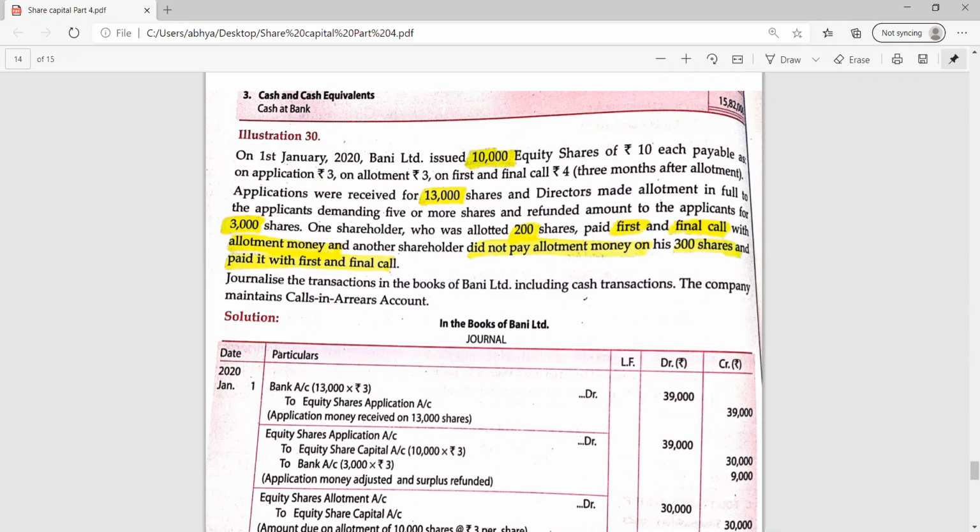One shareholder who was allotted 200 shares paid first and final call with the allotment money. So what is this? Calls in arrear or calls in advance? Yes, calls in advance. Very good, Kashish. Yes, Anushka. Very good. Calls in advance. So in the bank entry, we have to introduce the concept of calls in advance. Very good, everyone. Vaibhav, Varun. So please tell me, is calls in advance debited or credited in the bank entry?